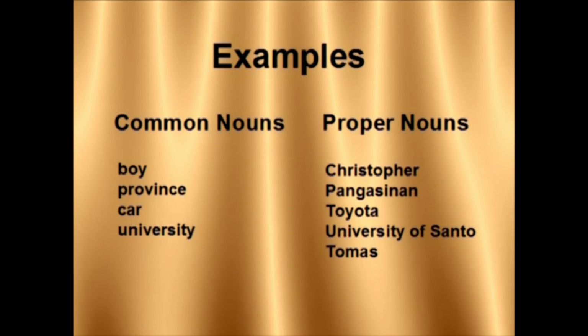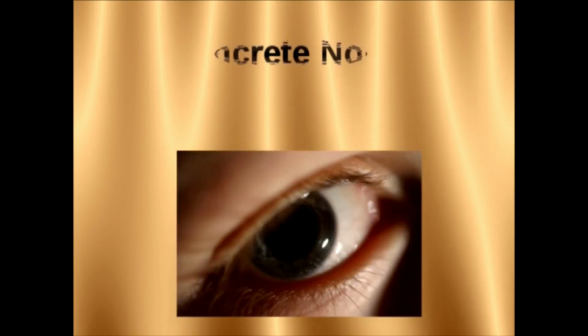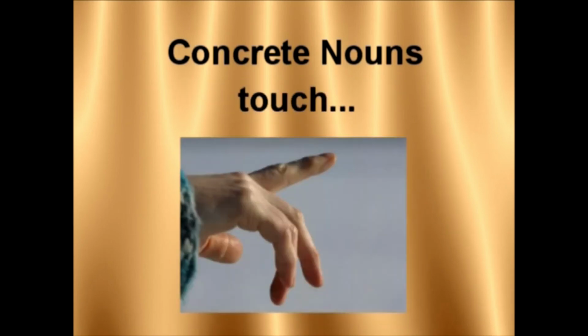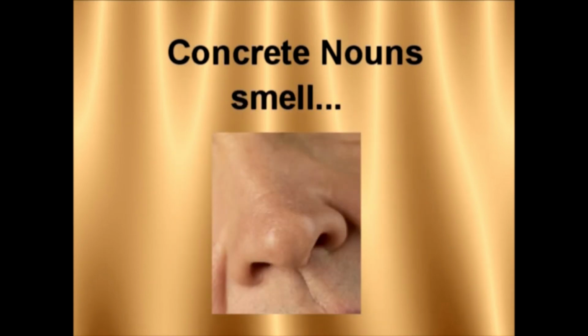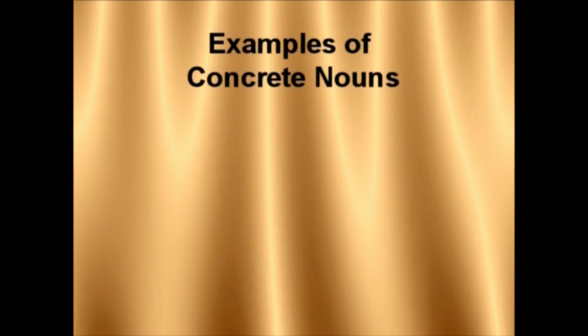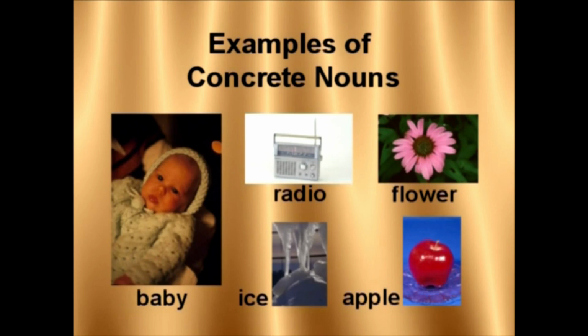Nouns, particularly common nouns, may also be classified as concrete or abstract. Concrete nouns name things that you can see, hear, touch, smell, or taste. For example, baby, radio, ice, flower, apple.